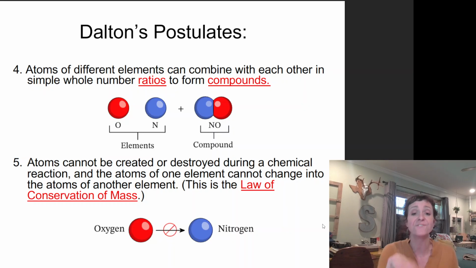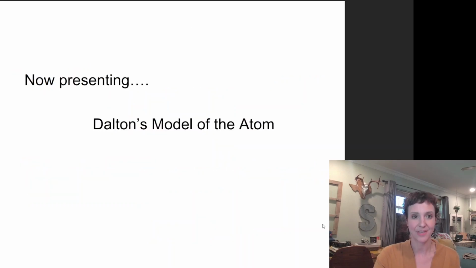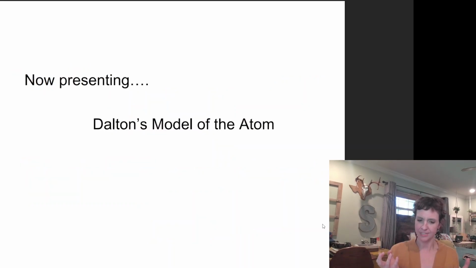Thank you, Dalton. He was the first one to kind of scratch the surface of that. He said, I can't just make an oxygen atom, poof, disappear. He can move himself around and rearrange himself with other atoms, but he can't turn into something else, and he cannot be created or destroyed. Wow, that's amazing. So with these 5 postulates, Dalton was the first one to give us an idea of what an atom might look like.